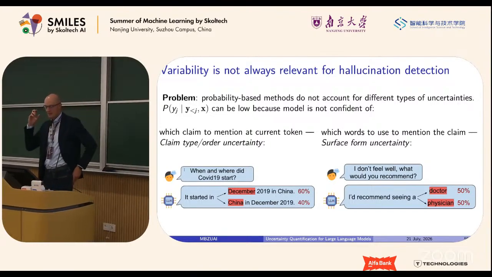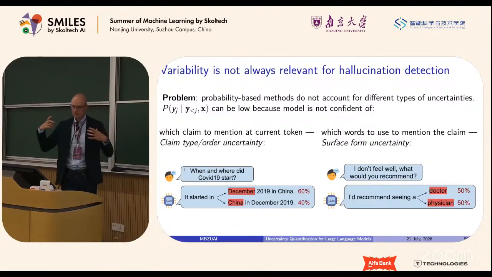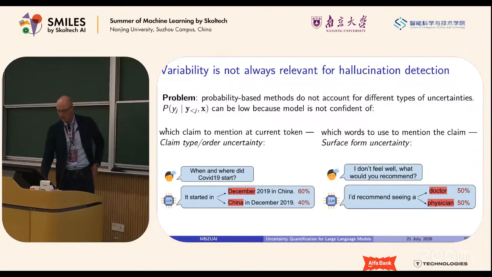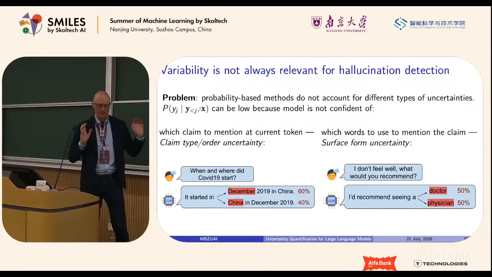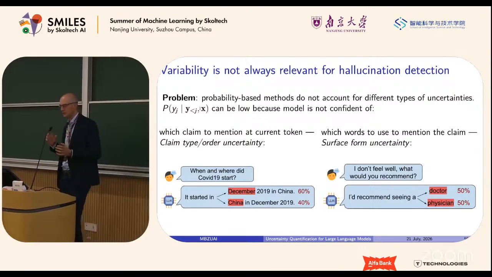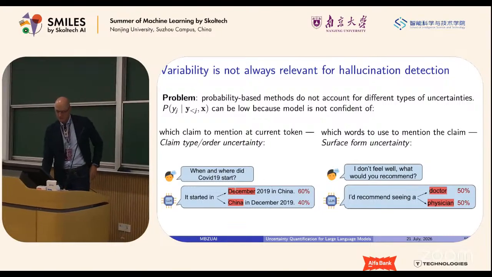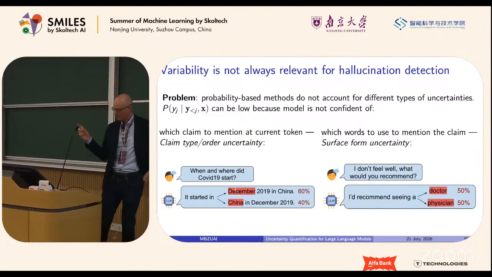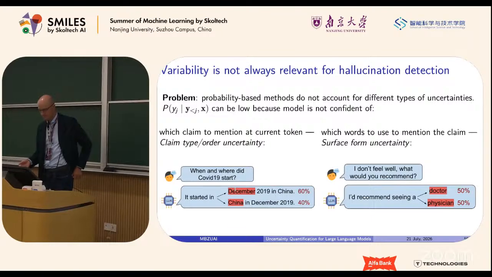The problem is that the uncertainty about which claim to generate is encapsulated in the log probabilities of a language model. So this y conditioned on the context contains a lot of redundant uncertainties that are not particularly relevant for the task of hallucination detection. So on the left side, we see that it contains uncertainty about what fact to generate first: the time of the pandemic start or the place of the pandemic start.